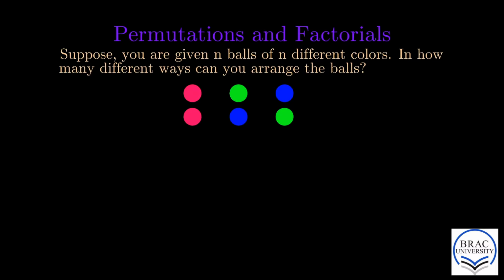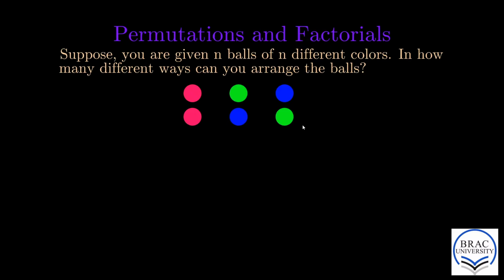So you will be given n balls of n different colors, and you will need to determine the number of ways you can arrange this number of balls in a row. So if we have three colors, red, green and blue, and we fix the first color to be red, then we can arrange the remaining two balls in two ways: green blue or blue green.